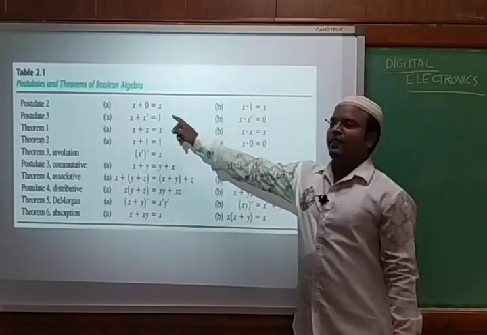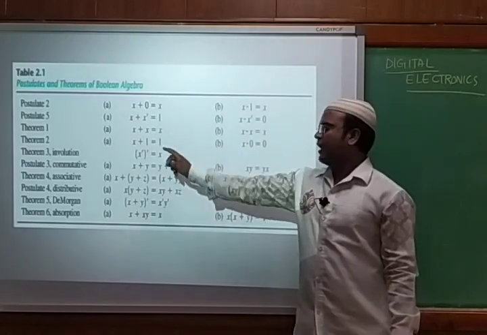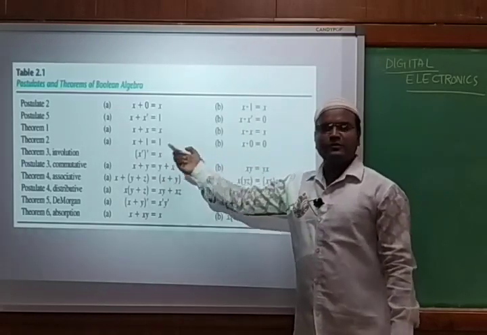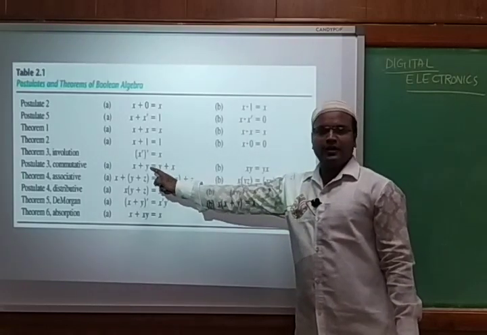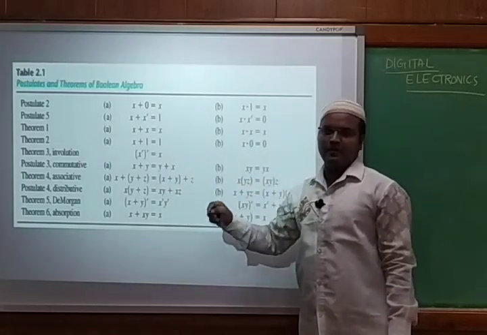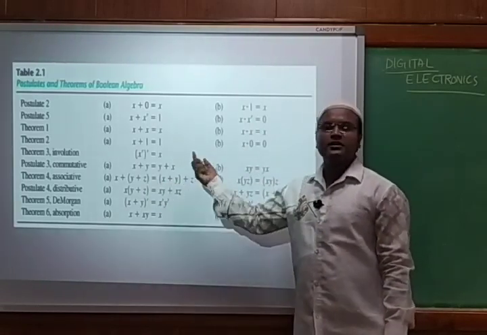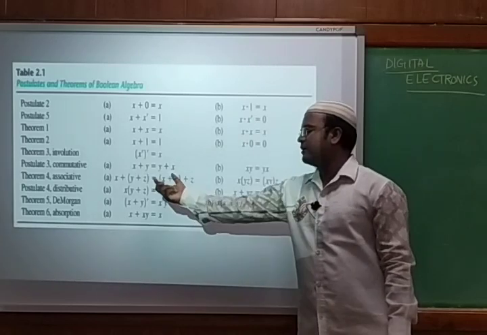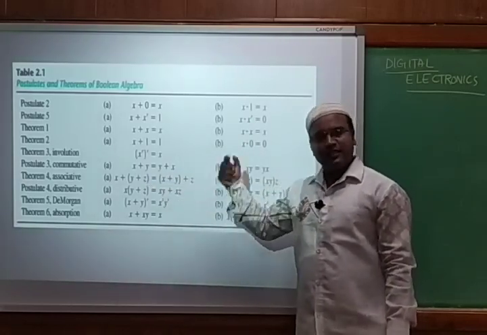What we have discussed: x plus 0 is x, x plus 1 would be 1, x plus x bar is also 1, x plus x is x, and the double complement of x would be x itself. Then we talked about the commutative law, a plus b is equal to b plus a. Then the associative law, a plus b plus c is equal to a plus b plus c. So here we are taking x plus y plus z is equal to x plus y, then plus z.